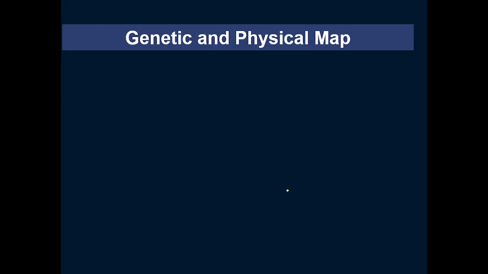This lecture is in continuation of my previous lecture on how to calculate the recombination frequency, where I also explained independent assortment and the dihybrid cross ratio. I introduced the concept of a genetic map there, so you can visit the link and benefit from it. In this session, I will be discussing the genetic and physical map.